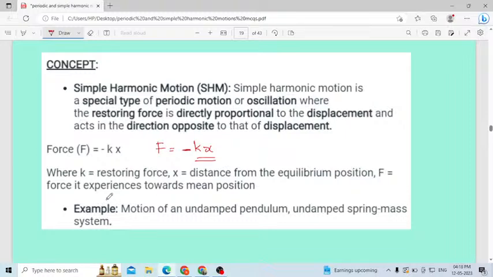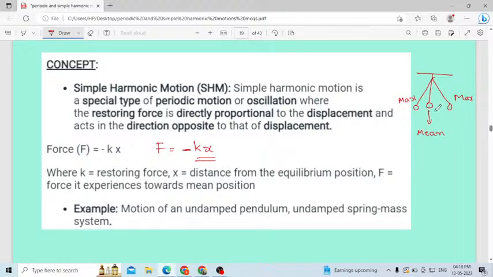The examples for this are the motion of an undamped pendulum and an undamped spring-mass system. What you have to remember is that in simple harmonic motion the restoring force is directly proportional to the displacement. Consider this simple pendulum. You have two extreme positions and a mean position. These are the maximum or extreme positions, and this one is the mean position.